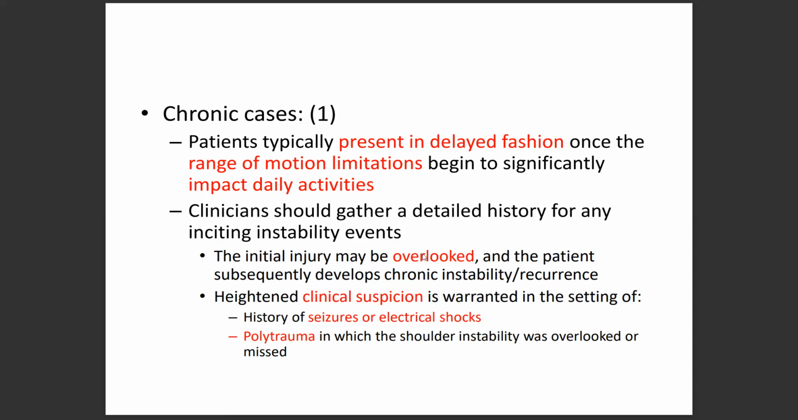So clinicians should gather a detailed history for any inciting instability events. The initial injury may be overlooked and the patient subsequently develops chronic instability recurrence. Most of the cases when there is shoulder dislocation, the patient is just overlooked. Overlooked means when there is lacking of the diagnosis of the actual condition, and instead of that actual diagnosis, there is diagnosis of something else which is actually not present in that situation.